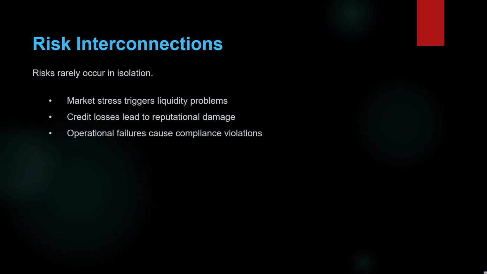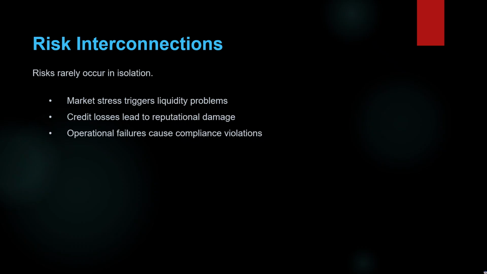We saw this with the Silicon Valley banks in 2023. Similarly, operational failures cause compliance violations. Imagine a system failure that prevents you from submitting regulatory reports on time. The operational issue becomes a compliance problem, resulting in regulatory penalties. Or consider a data breach. It's an operational failure, but it triggers legal liability, regulatory sanctions, and massive reputational damage.